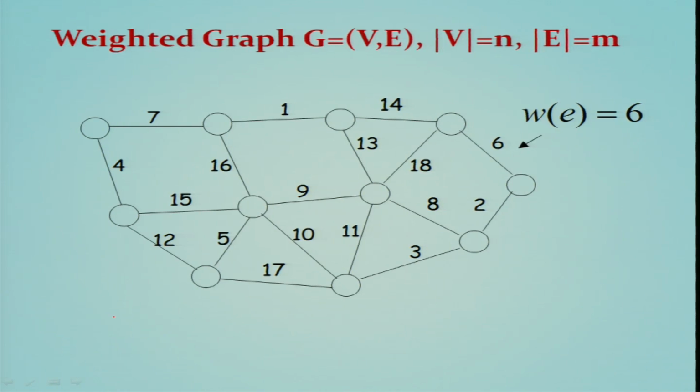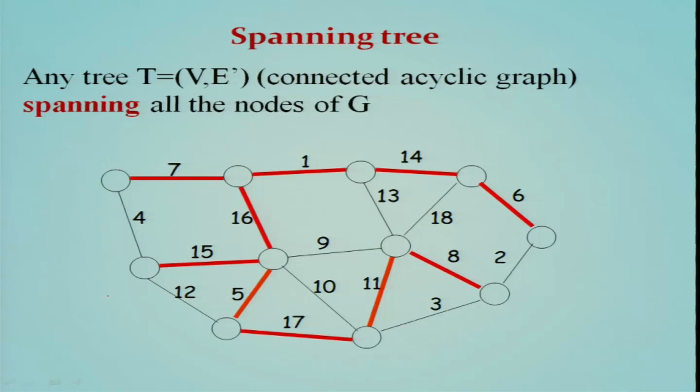Preliminaries. Weighted graph. This algorithm requires a weighted graph of n vertices and m edges, where the weights given to the edges are non-negative, and also the weights are distinct. A spanning tree is a tree induced in a graph, which is a connected acyclic graph spanning all the vertices of G. We have shown that the red colored edges form a tree out of the given graph, which we have shown in the previous slide.